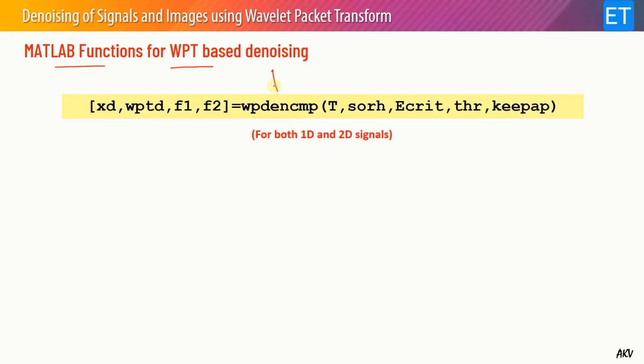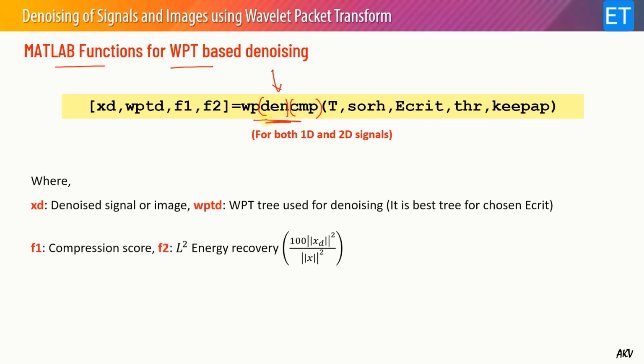And now let's see how the denoising is done using the wavelet packet technique in MATLAB. MATLAB has this inbuilt function, wpdencmp. Actually, this function has the capability to denoise as well as to compress the signal. So the same function can be used for both objectives, but here our objective is denoising, so we will use this function for denoising. Let's see what these parameters are.